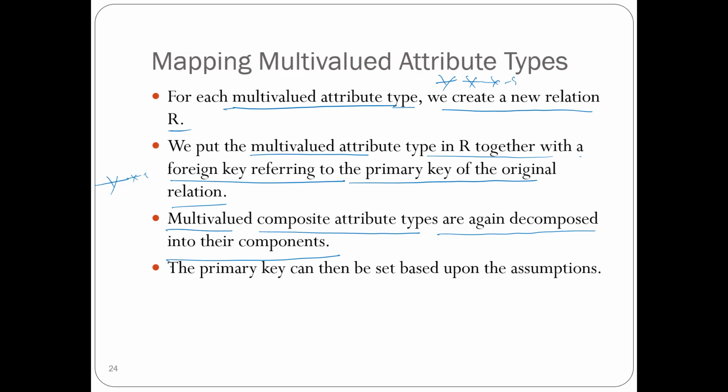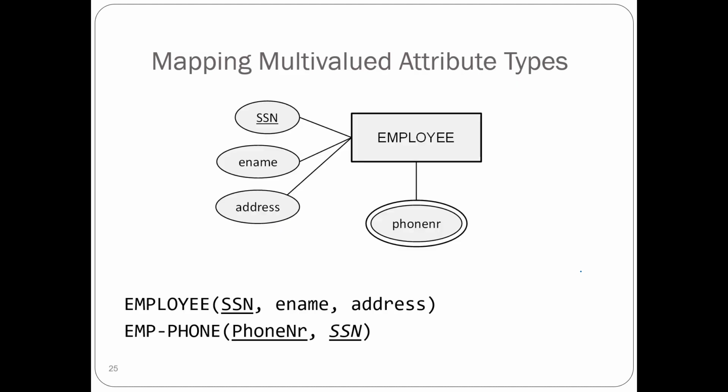The primary key now is set upon the assumptions. Let's look at this example, right? So here the employee entity type has social security number, e-name, address, and phone number. Now, if this e-name is composite, right, then you can break it down to first name and last name.